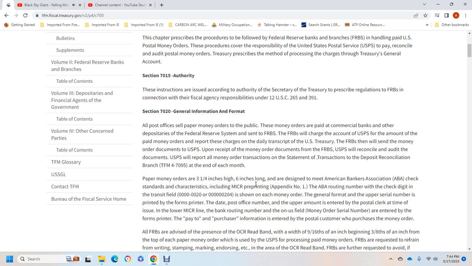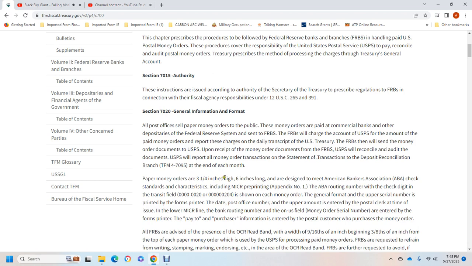All post offices sell postal money orders to the public. If paid through a commercial bank or other depository, they are sent to the Federal Reserve Bank system. Federal Reserve Banks charge the account of the USPS for the amount of the money orders paid, and report the charge in the daily transaction to the U.S. Treasury. Federal Reserve Banks will send the money orders with the documents to the U.S. Postal System. Upon receipt, the United States Postal Office will reconcile and audit with the documents, and will report the money order transaction statement, the transaction deposit, and the reconciliation at the end of each month.